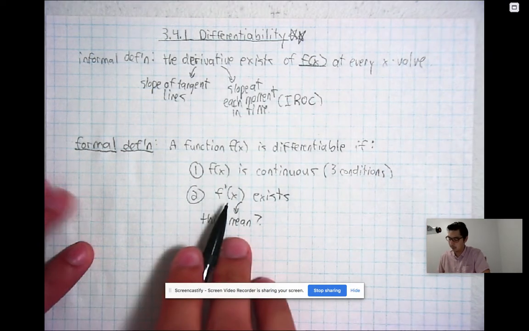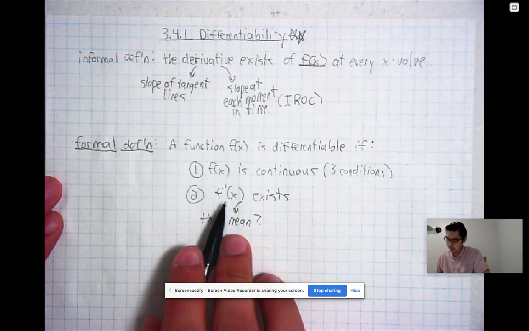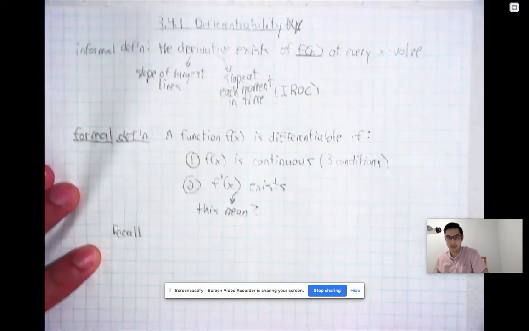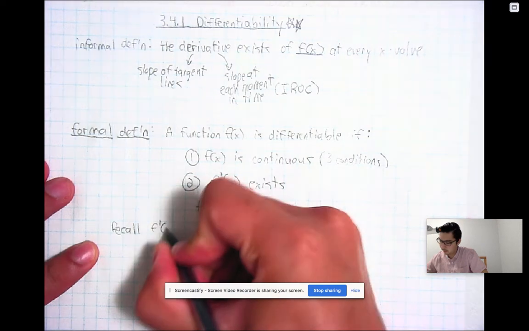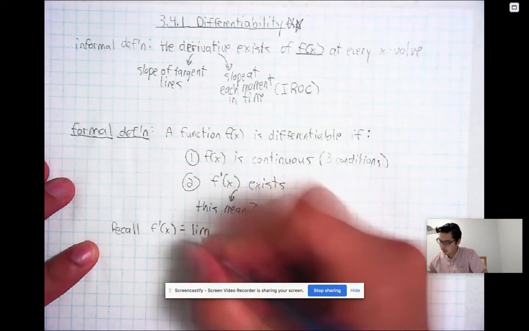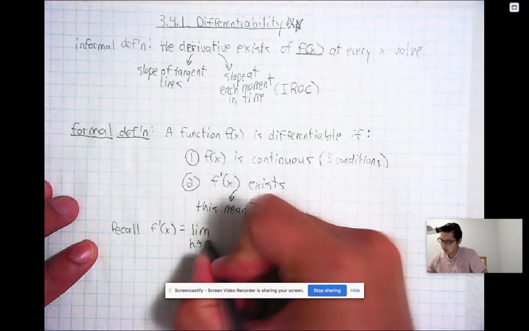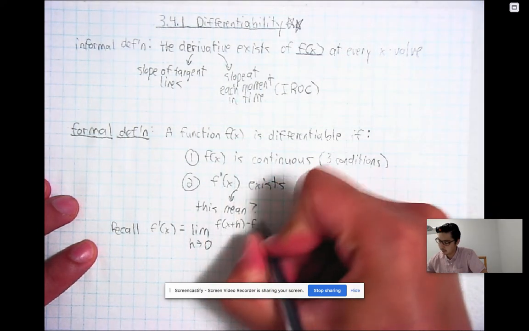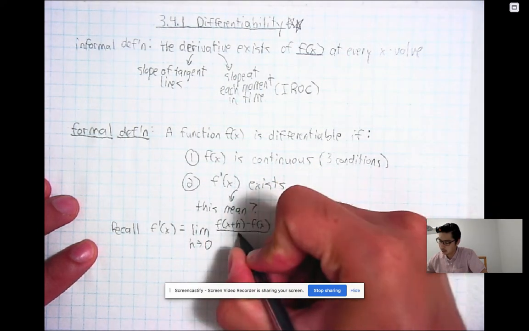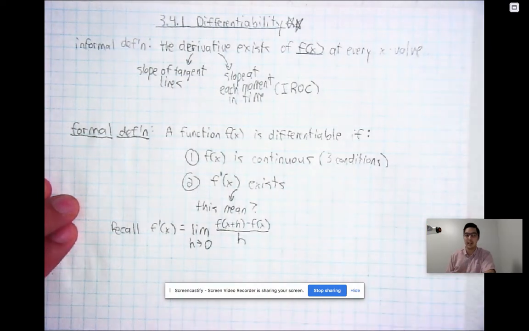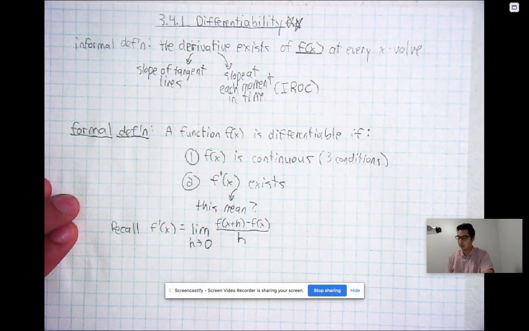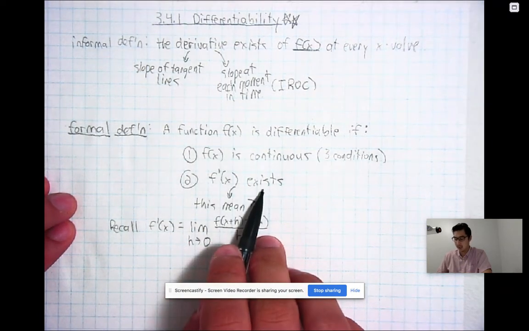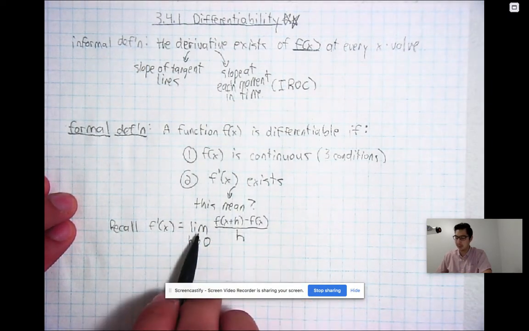Now, what is the derivative by definition? Recall that f prime of x, the derivative, is equal to the limit as h approaches 0 of f of x plus h minus f of x, all over h. That's the definition of the derivative. Now, for a function to be differentiable, we're saying f prime exists. Notice that we're looking at a limit.